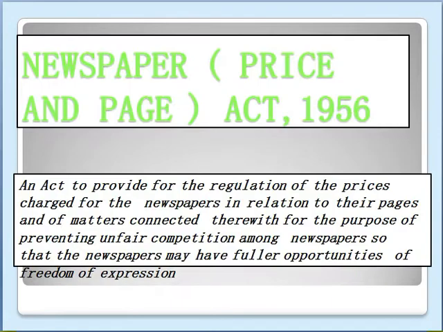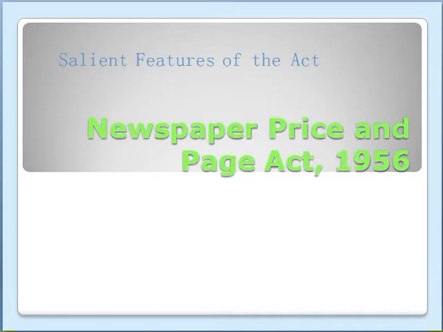Now, as per the Act, the Newspaper Price and Pages Act of 1956 is an act to provide for the regulation of the prices charged for the newspapers in relation to their pages and of matters connected therewith, for the purpose of preventing unfair competition among newspapers so that the newspapers may have fuller opportunities of freedom of expression. So, if a newspaper comprises 20 pages, it will have a different price, and a similar newspaper with maybe 5 pages will obviously be at a cheaper rate.